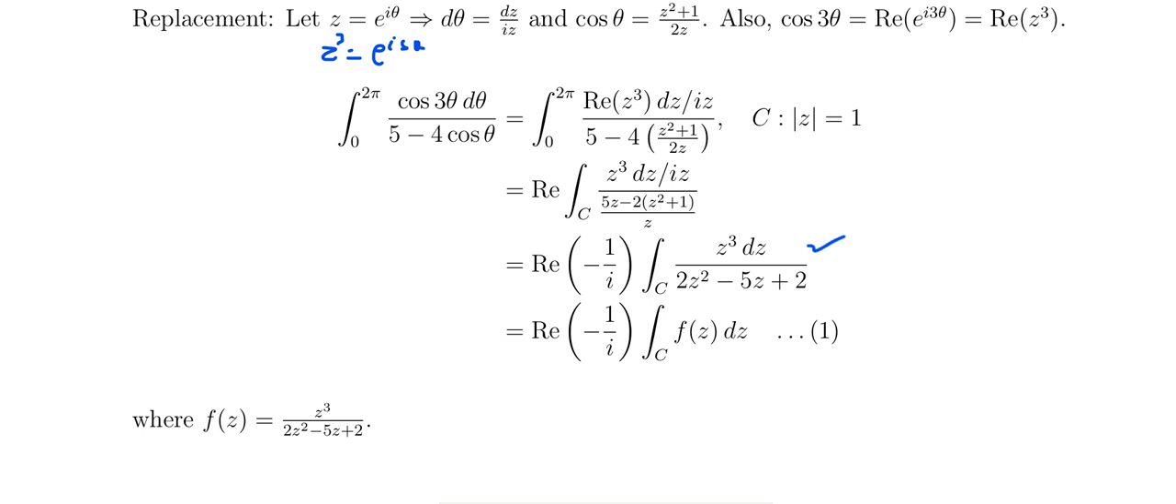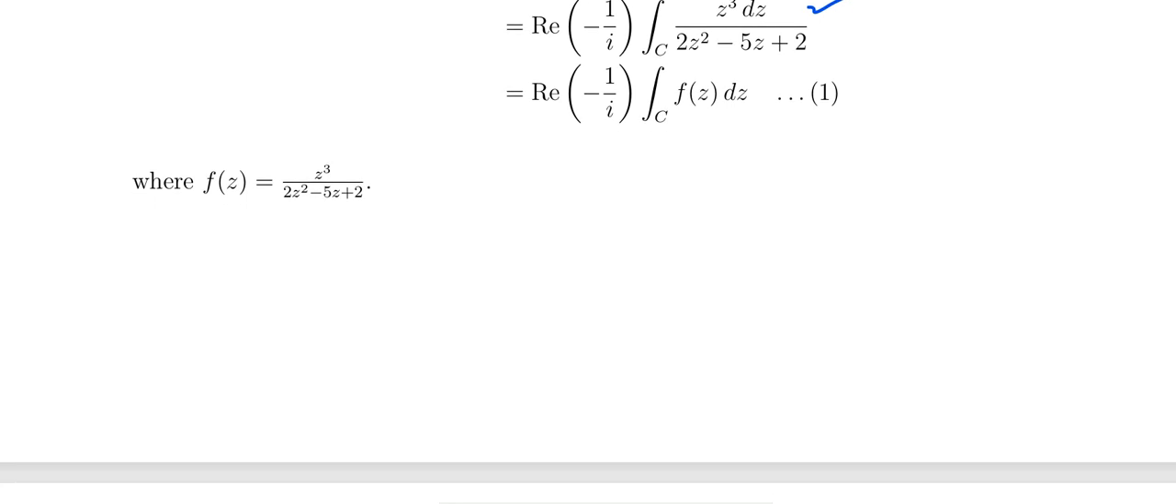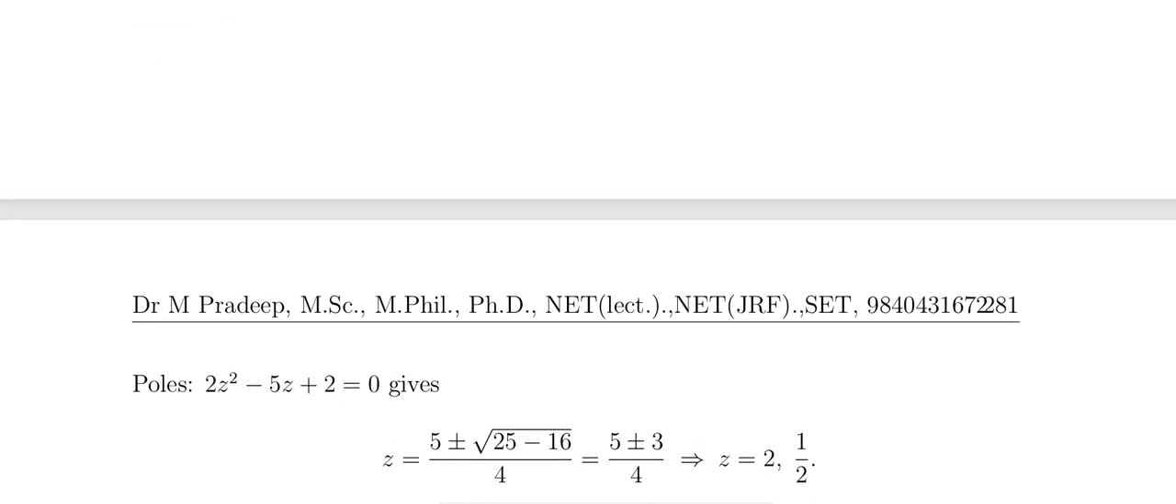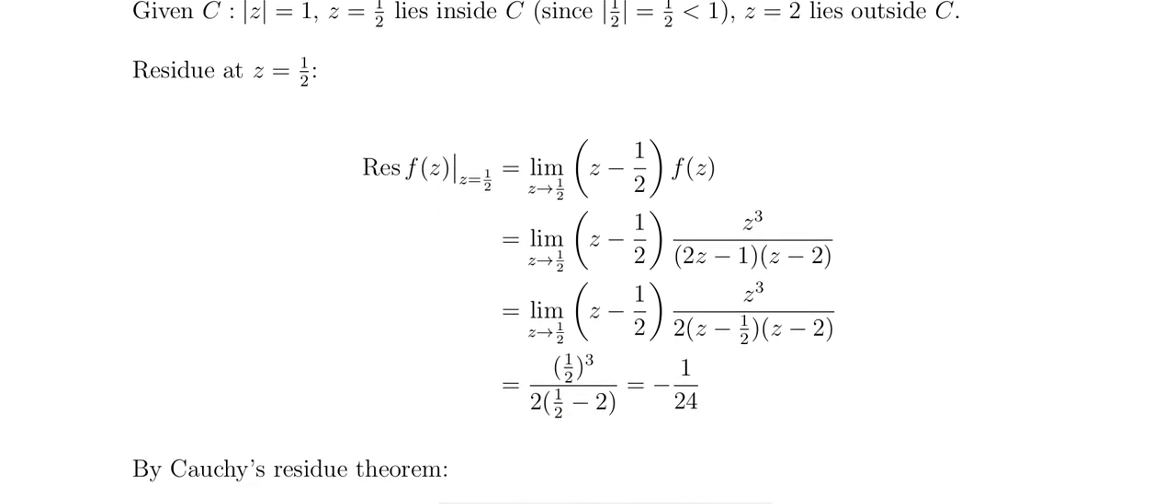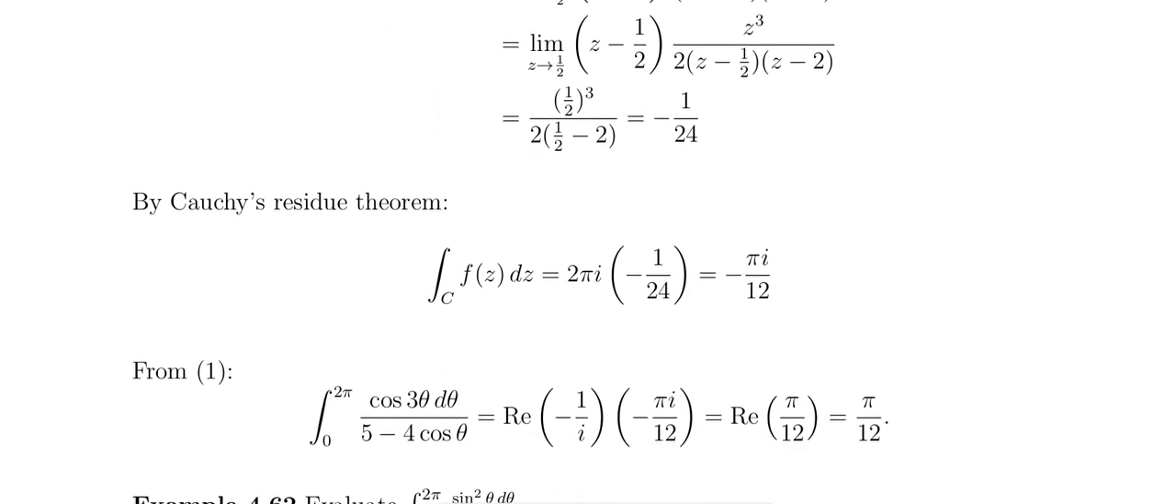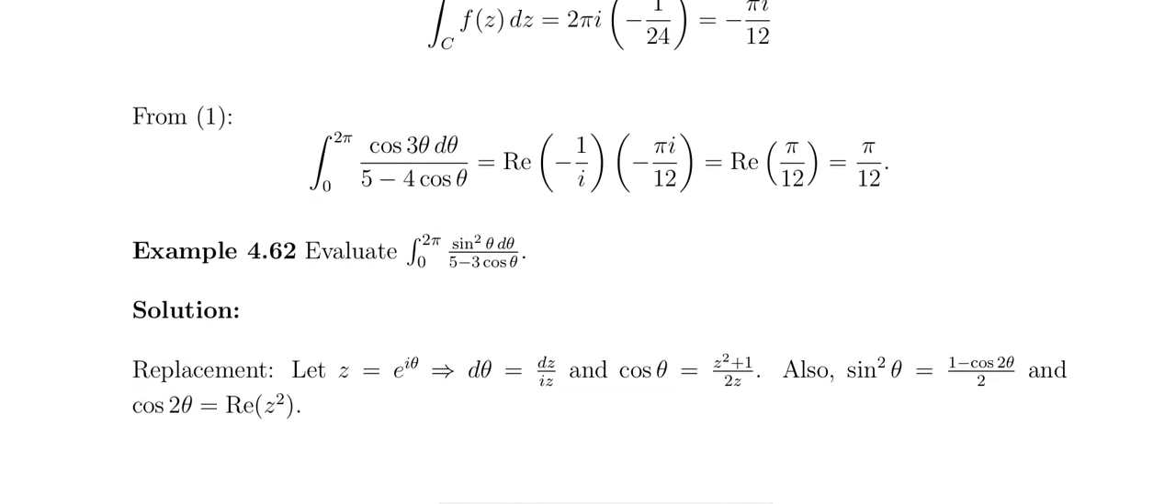Okay, this is the function z cube by something. So when a trigonometric function, sin or cos, comes in the numerator, take the real or imaginary part of the corresponding exponential function. So in the final answer we get, just take the real part. Here, when i cancels, what remains is fully the real part. So that is pi by 12.